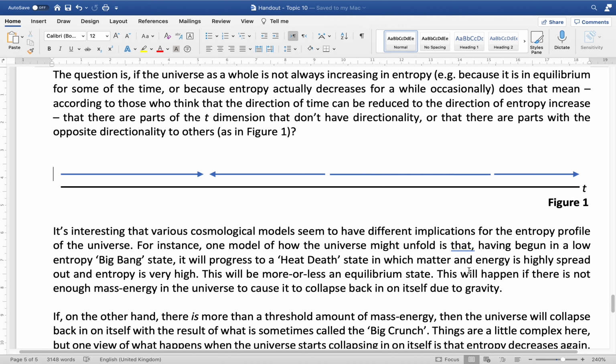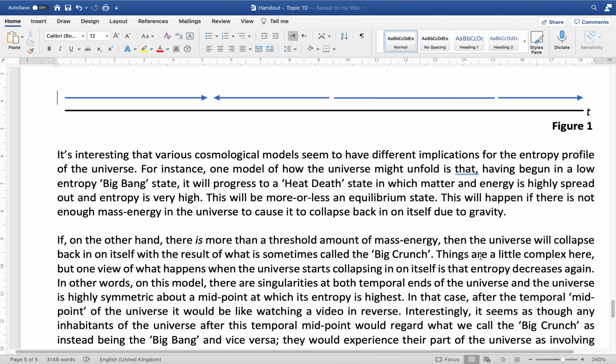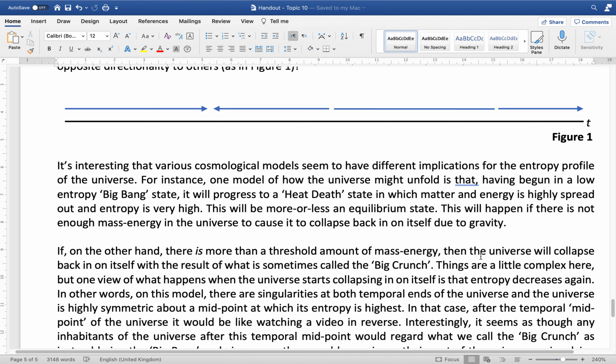Now, it's interesting in this context that various cosmological models seem to have different implications for the entropy profile of the universe. So, according to one model, the universe begins in a Big Bang state, progresses to a heat death state, so a state of thermodynamic equilibrium, or at least more or less equilibrium, and so maybe a timeless universe. But this again leads us into an issue that's not very clearly resolved, which has to do with the interaction between entropy and gravity.